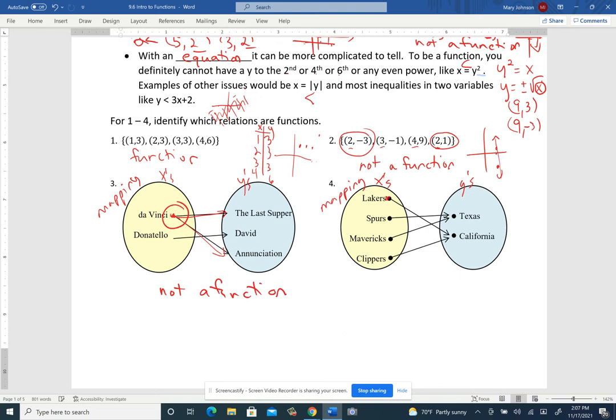But see here how the Lakers only go to California, the Spurs only Texas, the Mavericks only Texas, the Clippers only California. There's only one arrow coming out of each of those x values. This is going to represent a function. It doesn't matter that both the Spurs and the Mavericks are associated with Texas. You can have more than one x going into the same y value. What you have to be sure of is that each input, each x, only goes to one y.